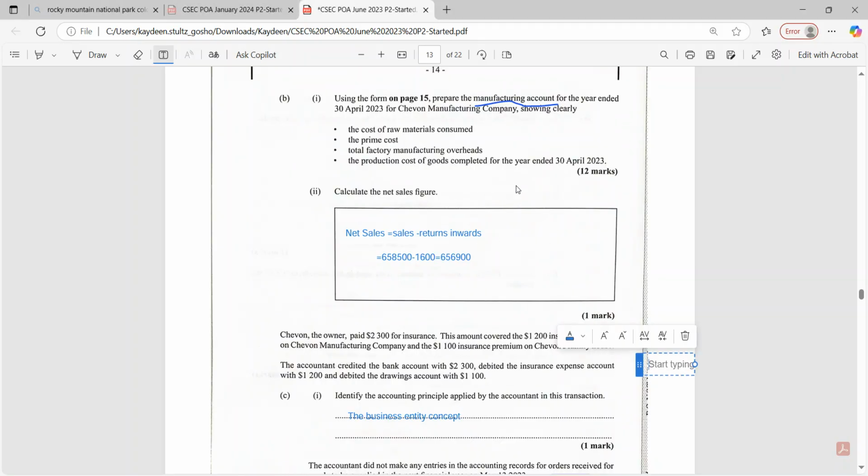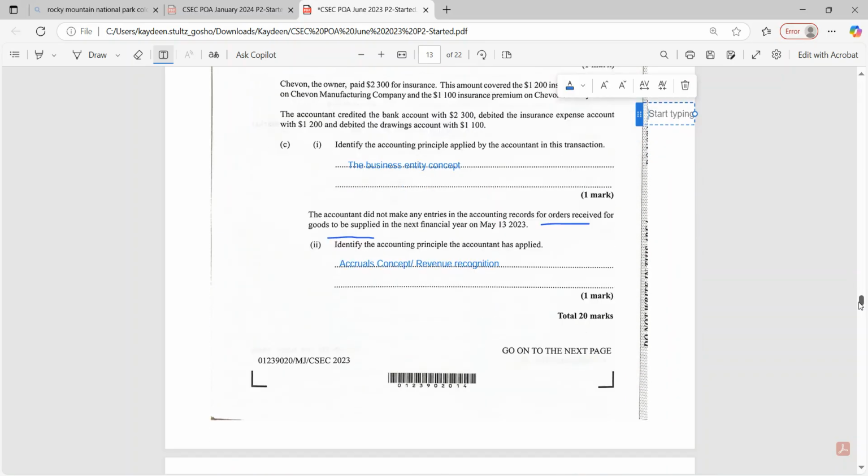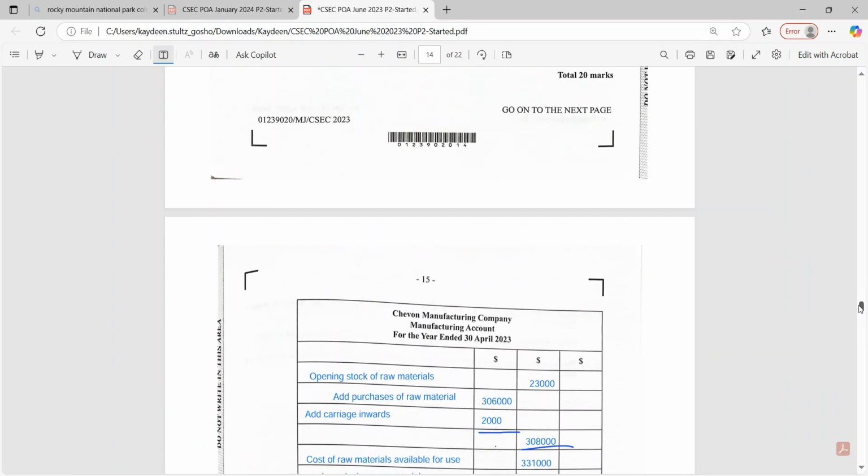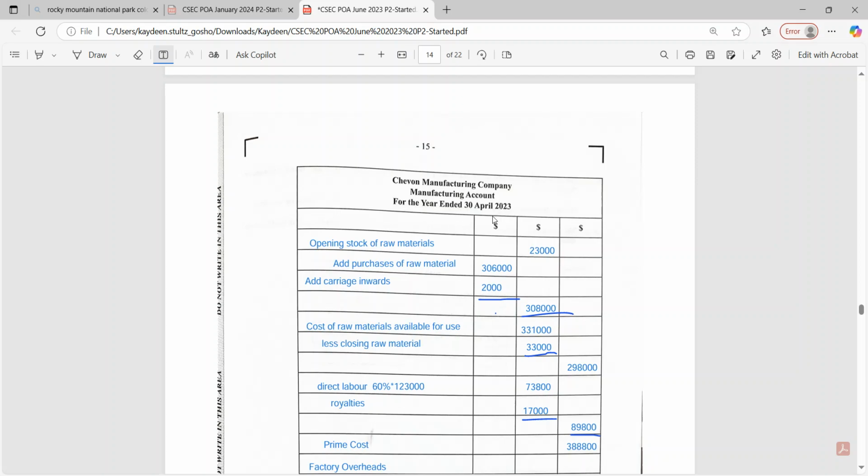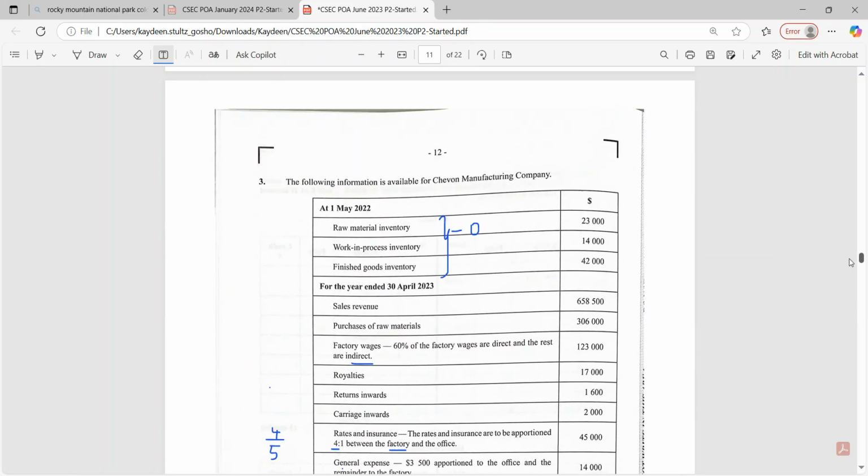All right, so let us do our manufacturing accounts. All right, so you know that the first thing that we need to do is to ensure that the account is headed up, so it is. So you start with your opening stock of raw materials. In this case, our opening stock would have been this $23,000, right?